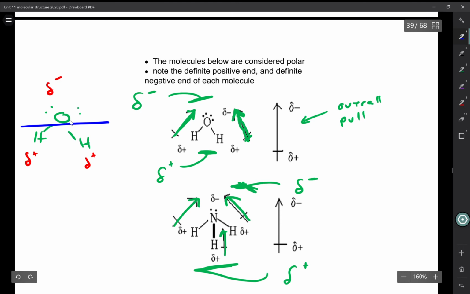Now it doesn't matter that it's symmetrical, it doesn't have to be. You can have oxygen on top, hydrogen on the bottom, it doesn't matter. It does not have to be symmetrical, just if you can separate the two, that tells you it's polar or not. Same thing with NH3.